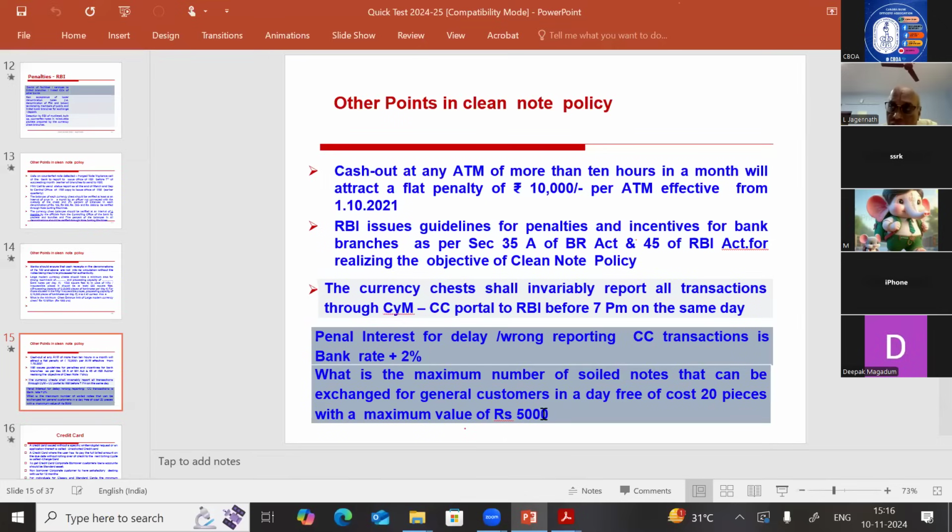Okay, for soiled note, whether currency chest bank branches or non-currency chest bank branches, it is 20 pieces, value 5,000. With regard to mutilated notes, chest bank branches have no restriction. Non-chest bank branches can adjudicate 20 pieces to the maximum value of 5,000 rupees.